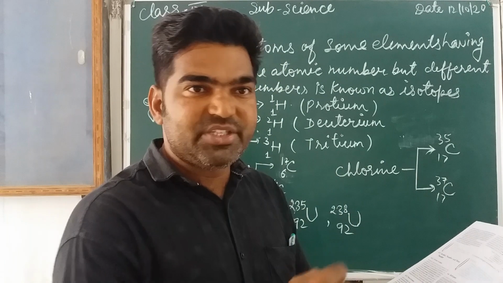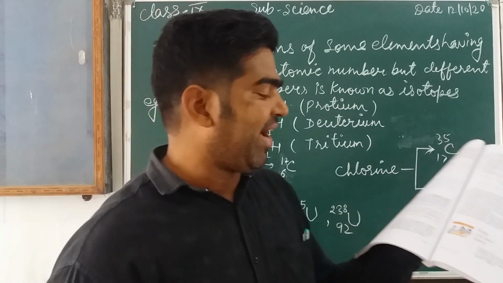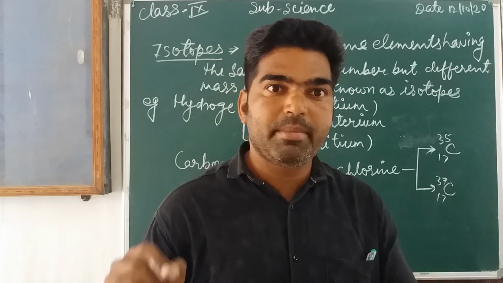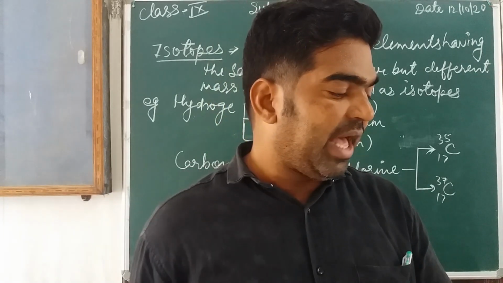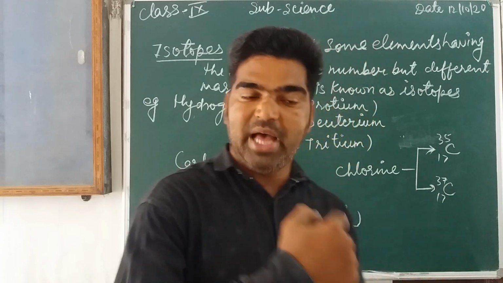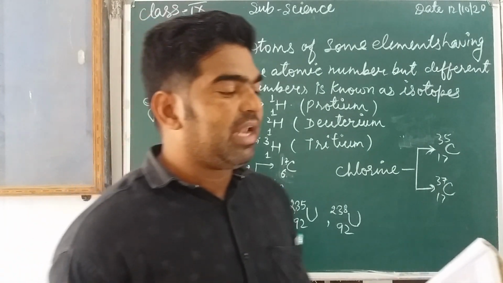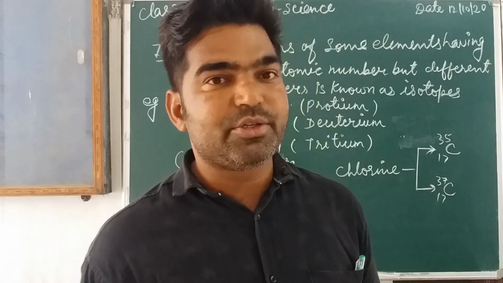This definition is clearly given here in your textbook. Isotopes are defined as the atoms of the same element having the same atomic number but different mass number. That is known as what? Isotopes. Now, page number 53: many elements consist of a mixture of isotopes.